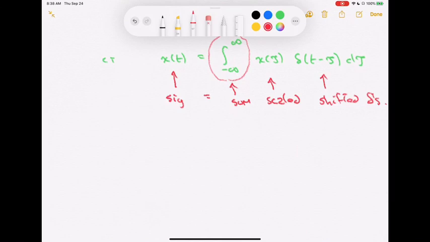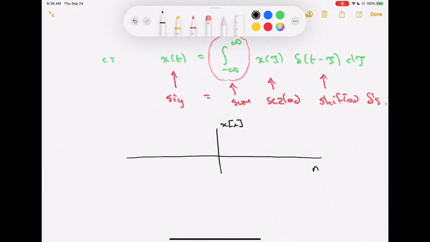A signal is a sum of scaled and shifted delta functions. Let's look at it in the context of a discrete time signal. I'm going to look at a signal that is a function of n, the discrete time variable, and I'll call it x of n. I'm going to plot something out. It's going to have some value at 0 and several other points, maybe something back here and another one up there, and then I'll just let it be zeros. So there's a typical discrete time signal.